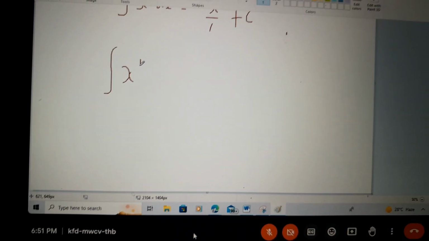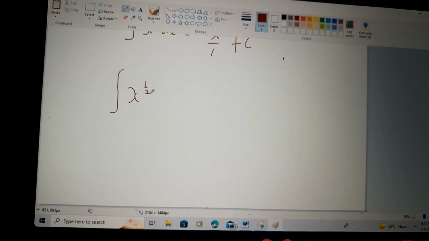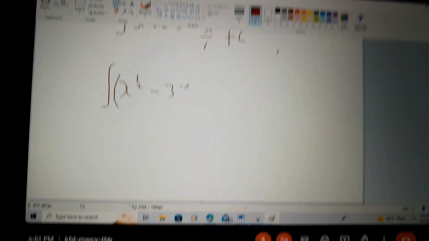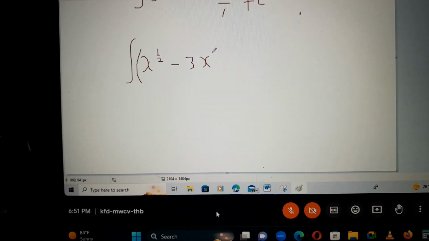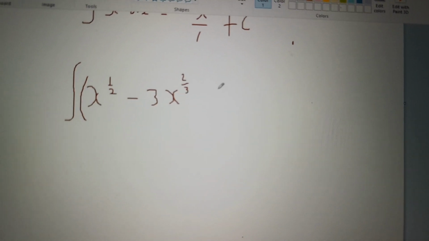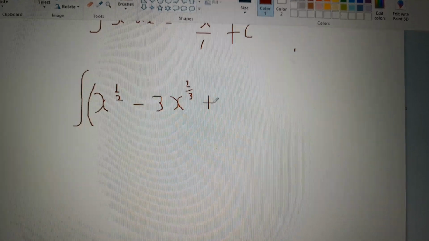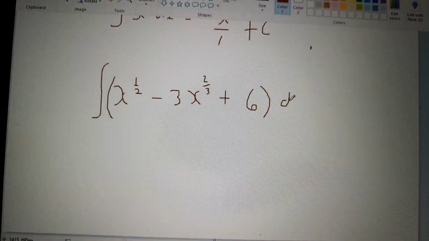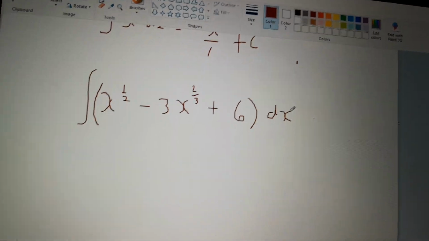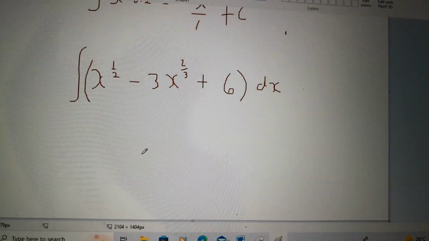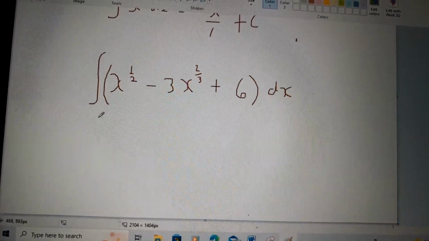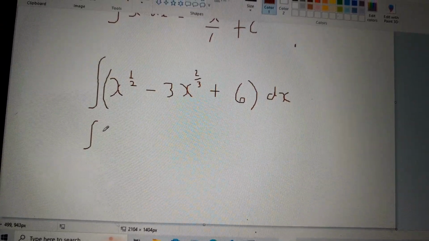So we have the integral of x to the half, minus 3x to the 2/3 power, plus 6, close bracket dx. Now, in a case like this, there are two things you can do. You can integrate each of these terms individually. Well, I wouldn't advise you to do this, but you can do it.